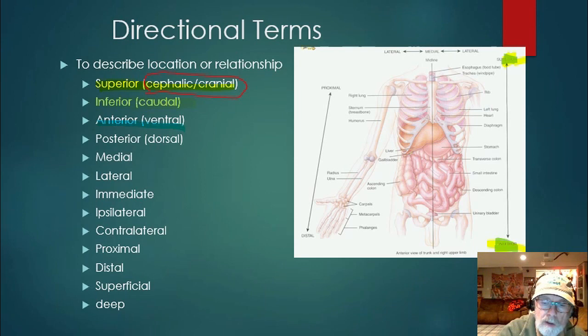Anterior is one, and posterior, oops, that's a bad color, it's too dark. Let's use this one here. Posterior or dorsal. Anterior or ventral means towards the front of the body. If something's closer to the front of the body, it's called anterior or ventral. If something's closer to the back of the body, it's called posterior or dorsal.